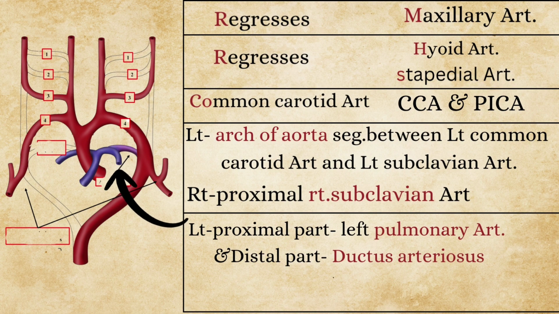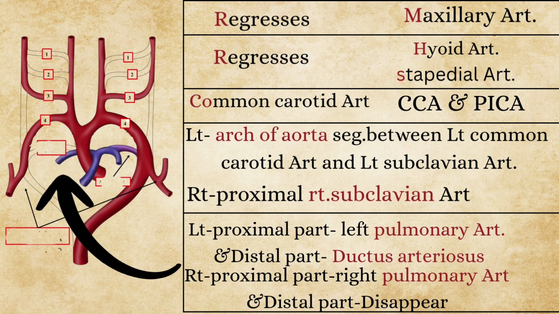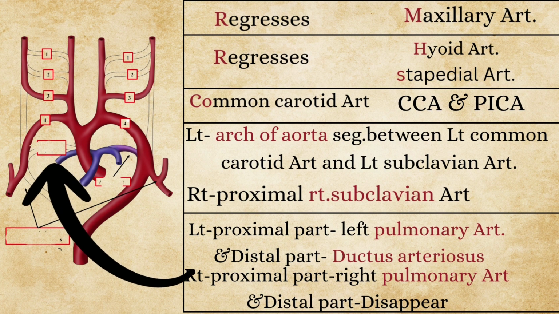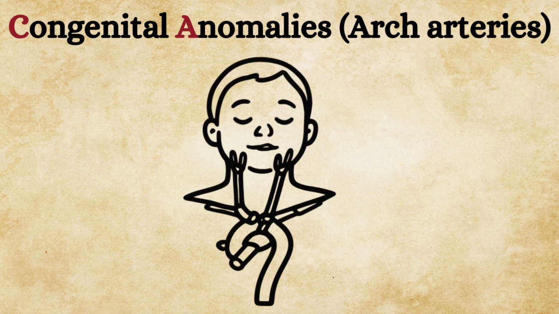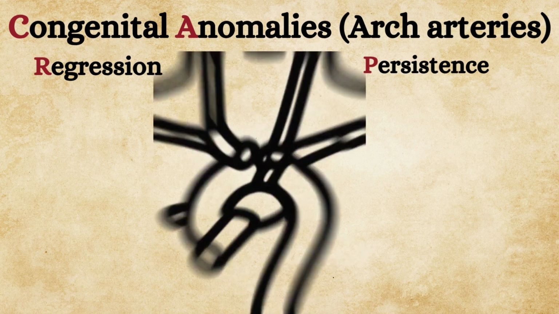Sixth arch left side, forms the proximal left pulmonary artery and the ductus arteriosus, which becomes the ligamentum arteriosum after birth. Right side, forms the right pulmonary artery, proximal part, and the distal part regresses. Significant congenital anomalies that result from errors in the regression and persistence of the arch arteries.